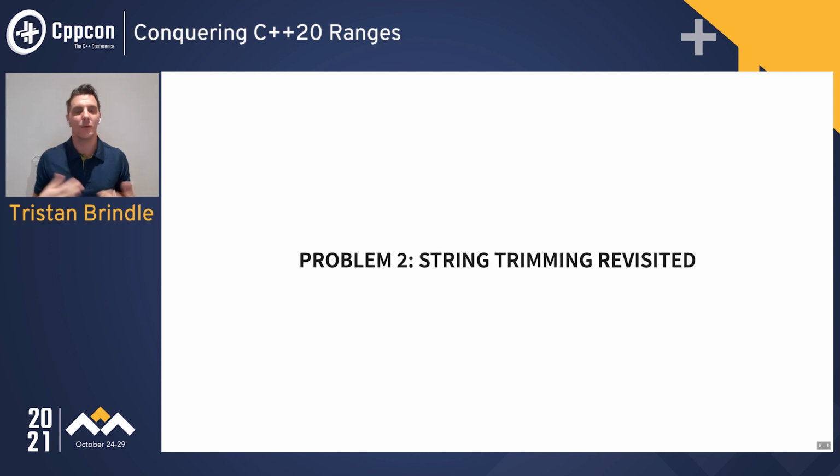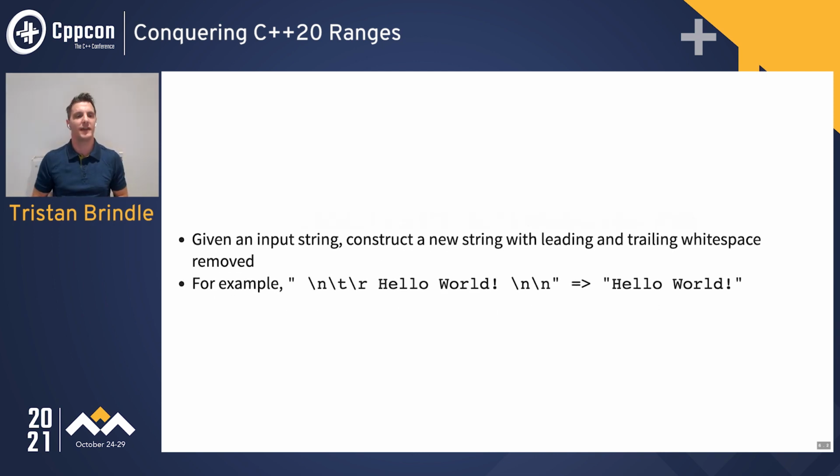But since there don't seem to be any, we'll go on to problem number 2, to look at string trimming revisited. For those who saw the last talk, the third problem we investigated there was a question of string trimming. So this was the problem statement we had then. Given an input string, construct a new string with the leading and trailing white space removed. So for example, given the string hello world with some junk at the front and some junk at the end, we want to remove all that and just have the string hello world without all this noise at the front and back.